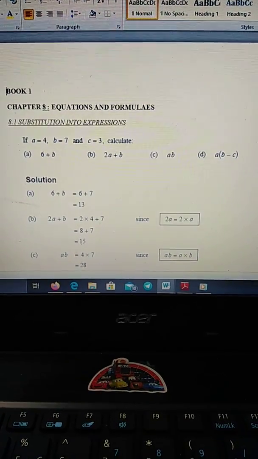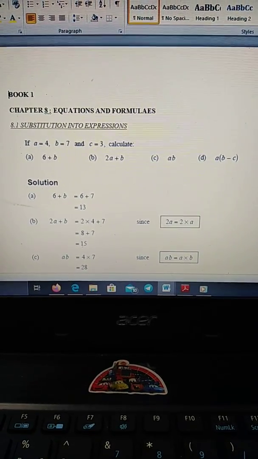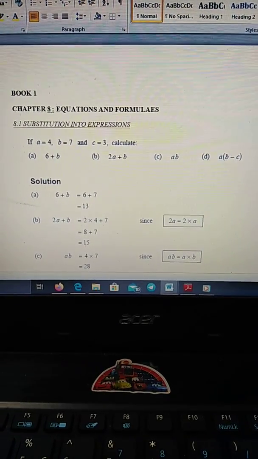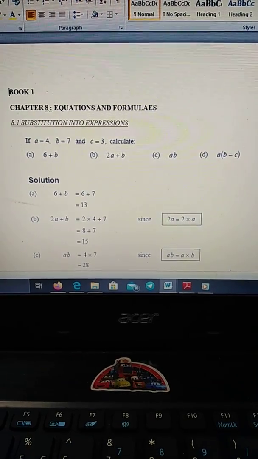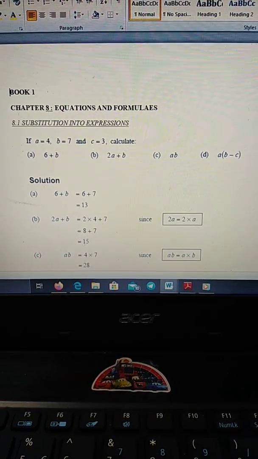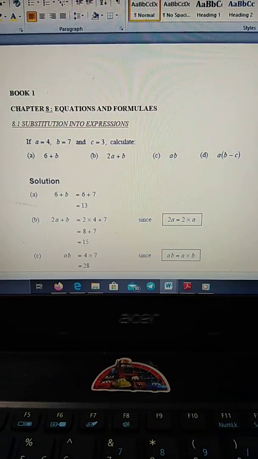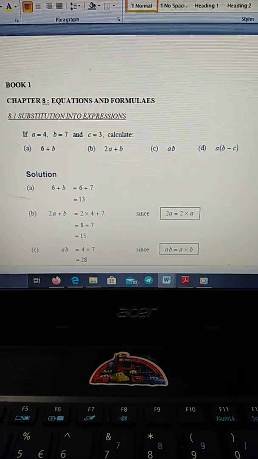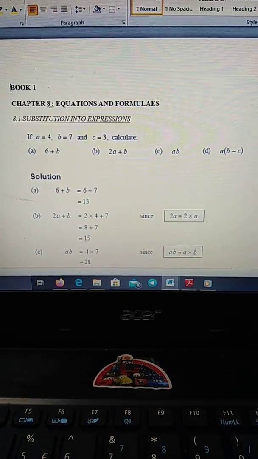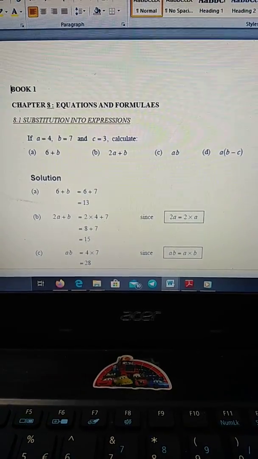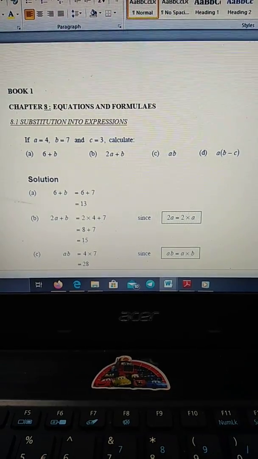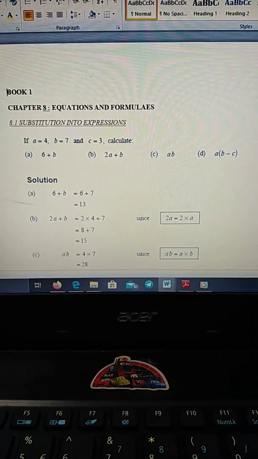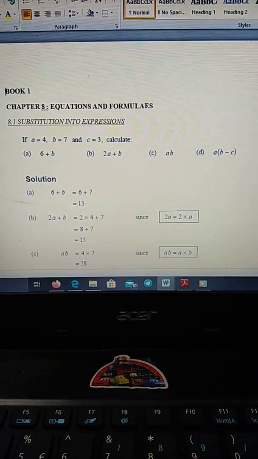Okay, students, today we're going to learn chapter 8, equations and formulas, from your Book 1. Alright, so we have 3 subtopics. We're going to start with the first subtopic, 8.1, substitution into expressions. As I know, you should have learned what expressions are in your previous chapter, so this is just a continuation of that chapter.